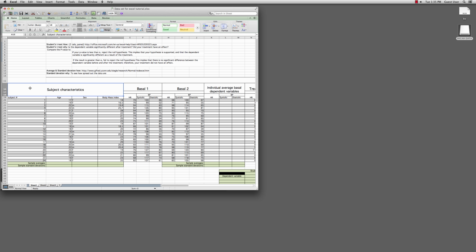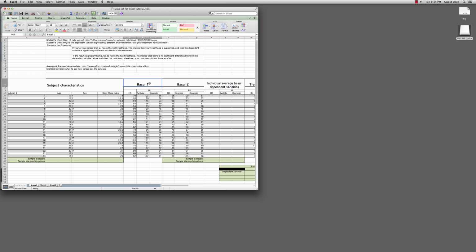Alright, for the raw data itself, on the left side here I have subject characteristics. I have subject number, age of the subject, the sex of the subject. For fun, I'm going to add body mass index. I actually made these up. I'm not going to ask any of my students to tell me their body mass index, so probably for all my students this is going to be made up data. But treat it like it isn't.